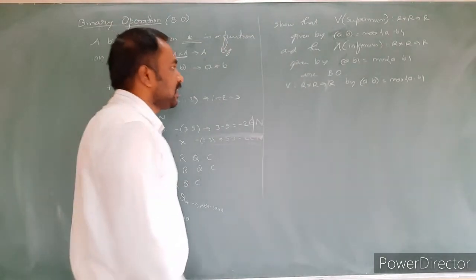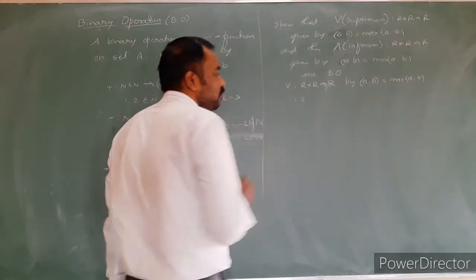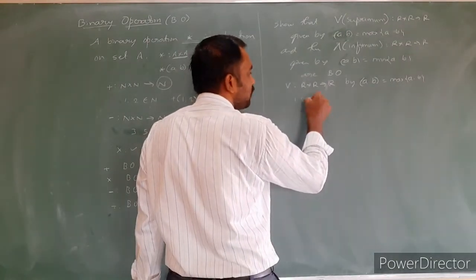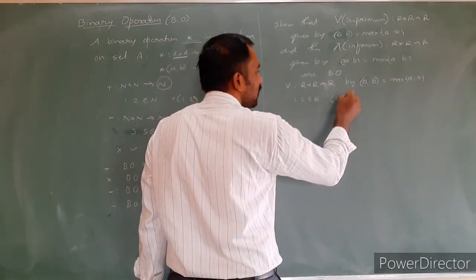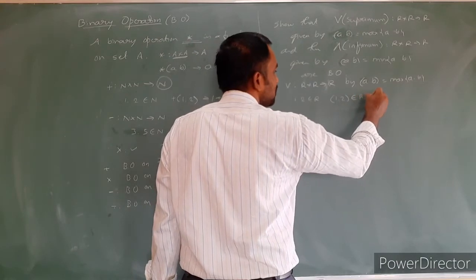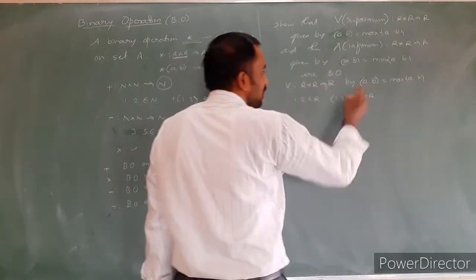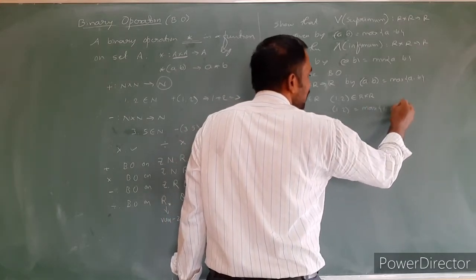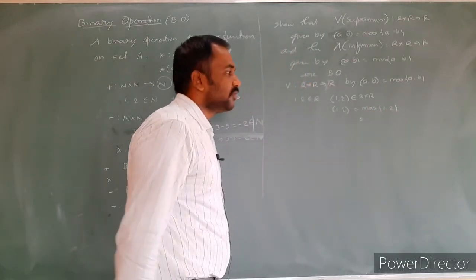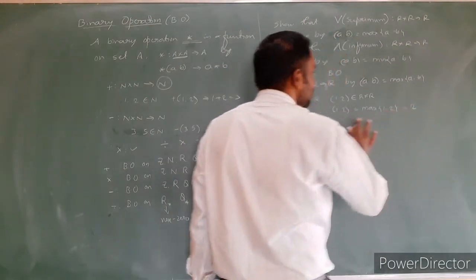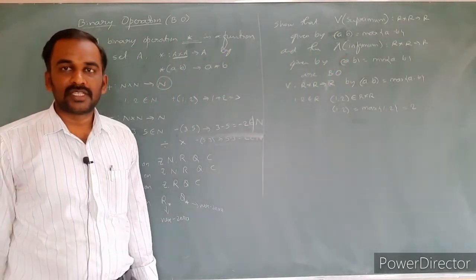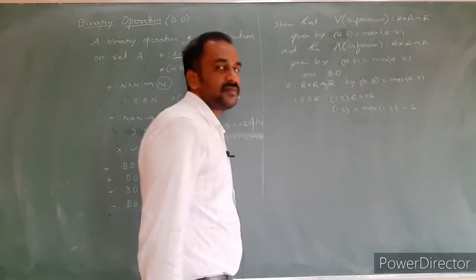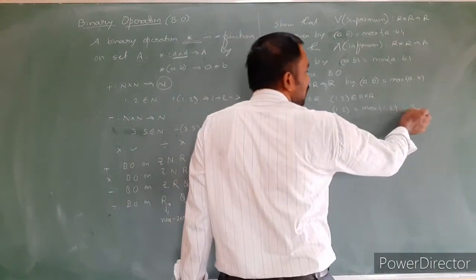For your better understanding, I just take one example. For example, 1 and 2 are real numbers, so 1 and 2 belong to R, and 1 comma 2 belongs to the Cartesian product R cross R. Now the supremum of 1 comma 2 is equal to the maximum of 1 and 2. Out of these two numbers, which one is the maximum value? Either 1 is maximum or 2 is maximum. 2 is the maximum out of these two. That is our definition.